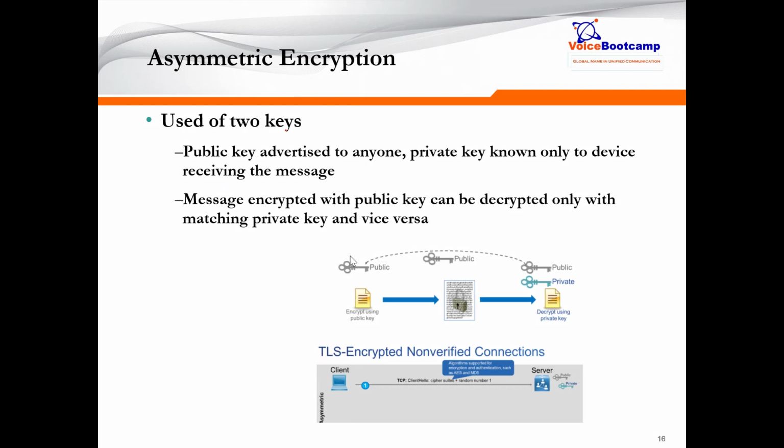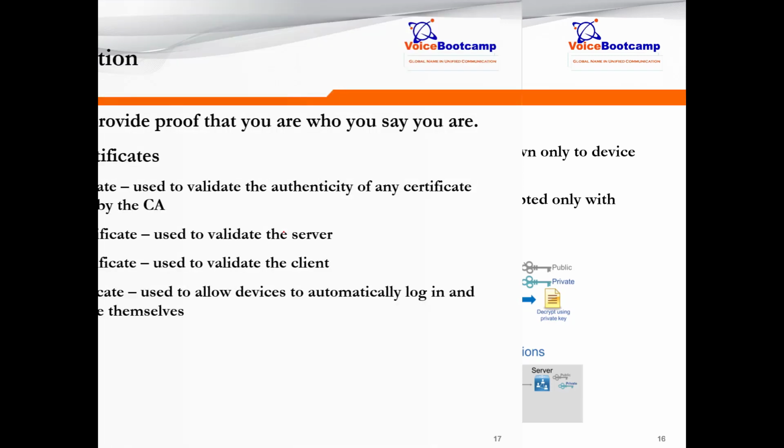Now, whereas with asymmetric encryption, you have two sets of keys. You have a public key, which is advertised to anyone, and a private key, which is only known to the device receiving the messages. Now, for message encryption, messages are encrypted with a public key, which can then be decrypted only by the people who receive it. So basically what you do, you have a set of keys, the public key, you give it to all the users who are going to send you messages. Now, every time they want to send a message to you, they will use your public key to encrypt the message, which goes to the recipient. The recipient then will use the corresponding private key to decrypt the message. So this is basically how a certificate works.